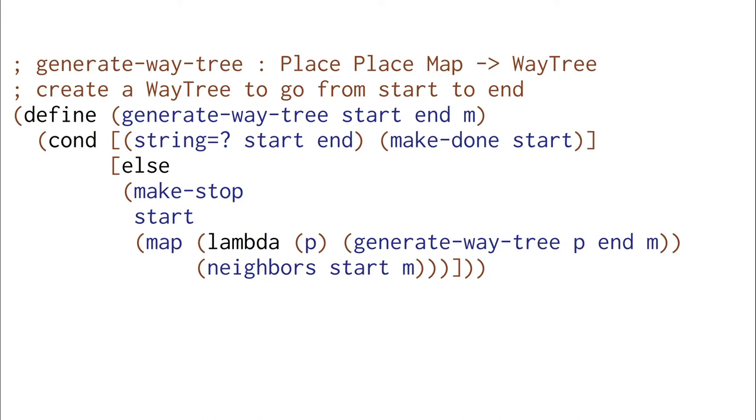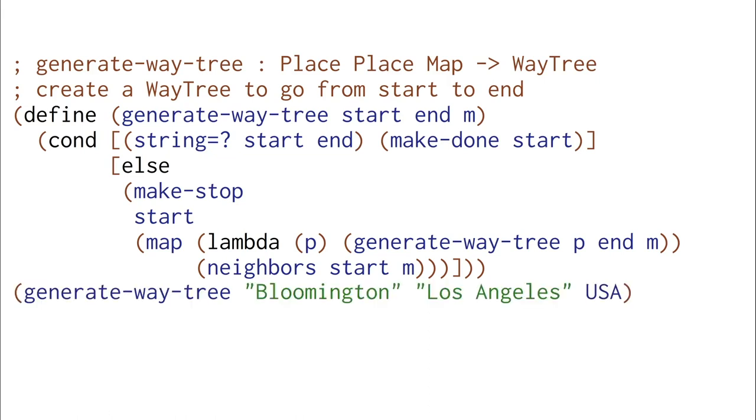So we've made our problem simpler by one step. We've gone from start to P, and then from P to end. Traveling from P to end should hopefully be easier than traveling from start to end, and so we've made our problem simpler, and that's how Generate WayTree is going to eventually produce a complete WayTree describing how to get from start to end.